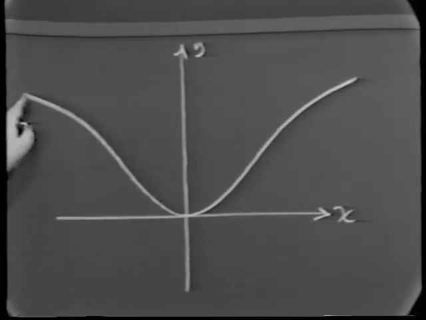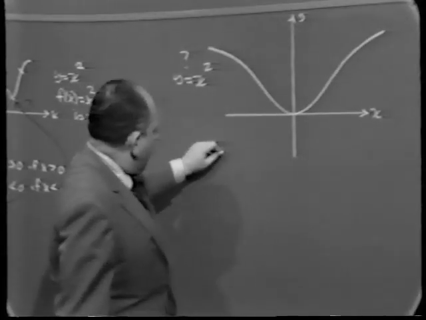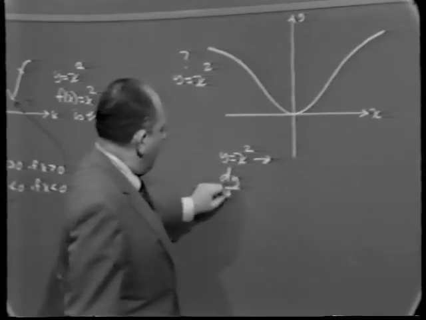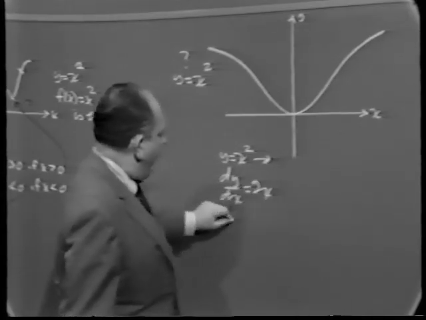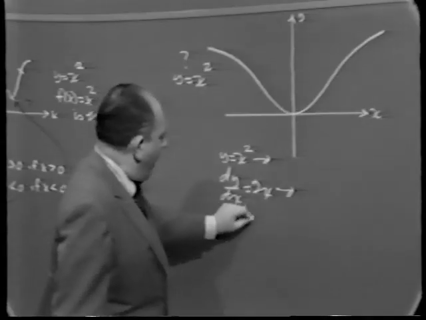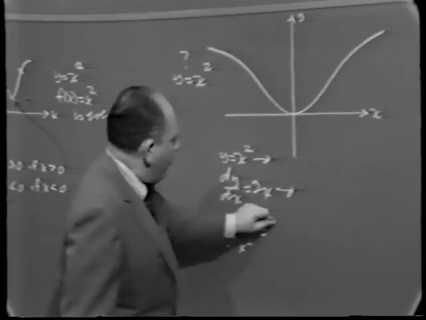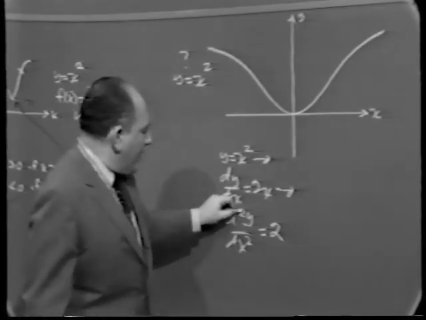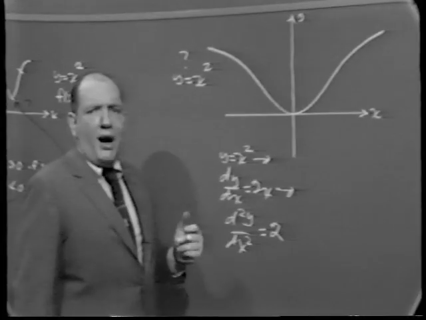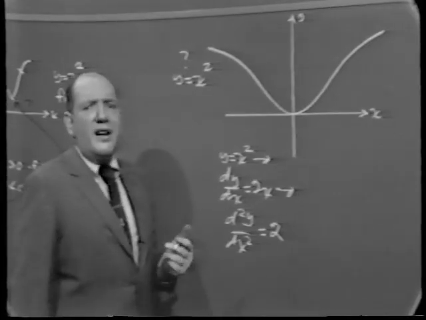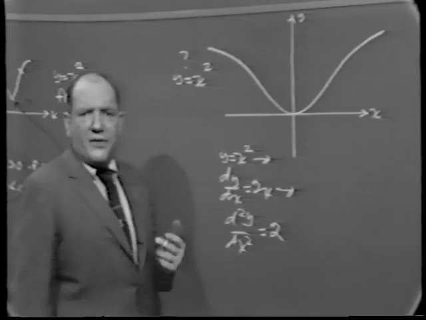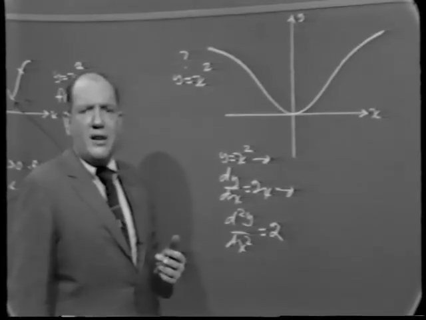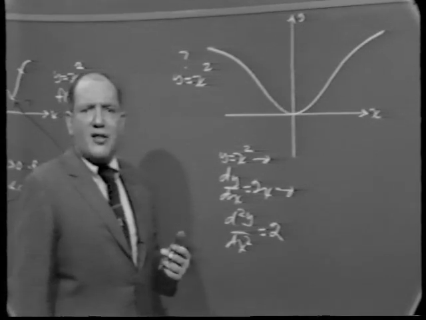But you see, let's take a look now at what the second derivative means. If y equals x squared, obviously, as we saw before, dy dx is 2x. And the second derivative of y with respect to x is 2. And 2 is a constant which is always positive. This says what? That the second derivative is always positive. Now, what is the second derivative? The second derivative is the first derivative of the first derivative. That means the rate of change of the rate of change. Well, the rate of change of the rate of change is called acceleration.